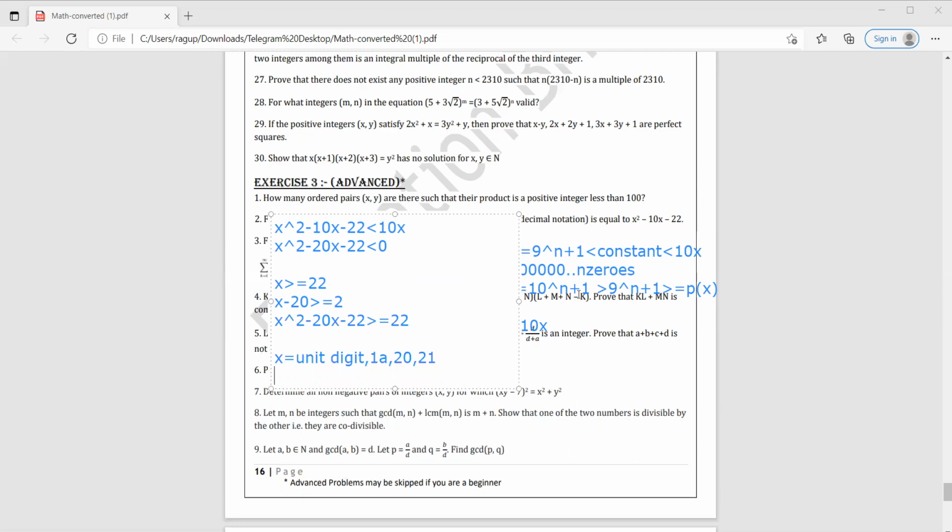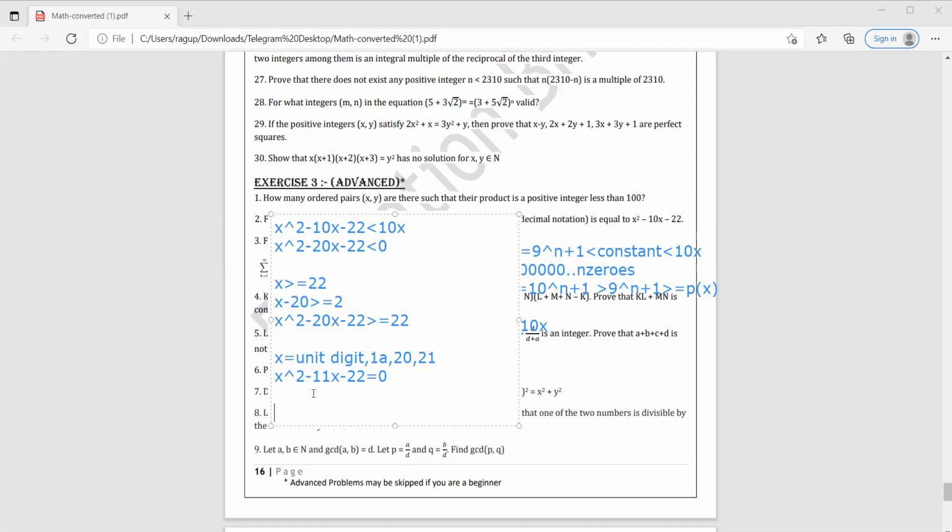So x can either be a unit digit or it has to be of the form 1a. So x can be 10 plus a unit digit. So if x is a unit digit, then the product of digits is equal to x itself. So the equation equals 0, and this equation will have no integral roots. Comment down the discriminant of this equation.